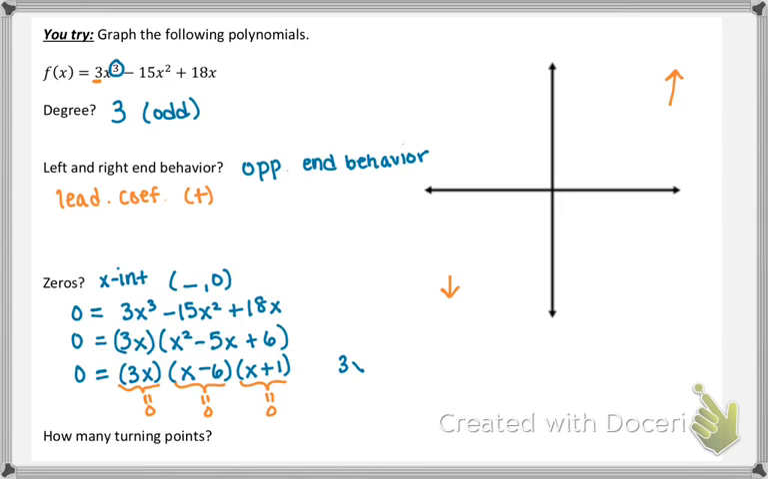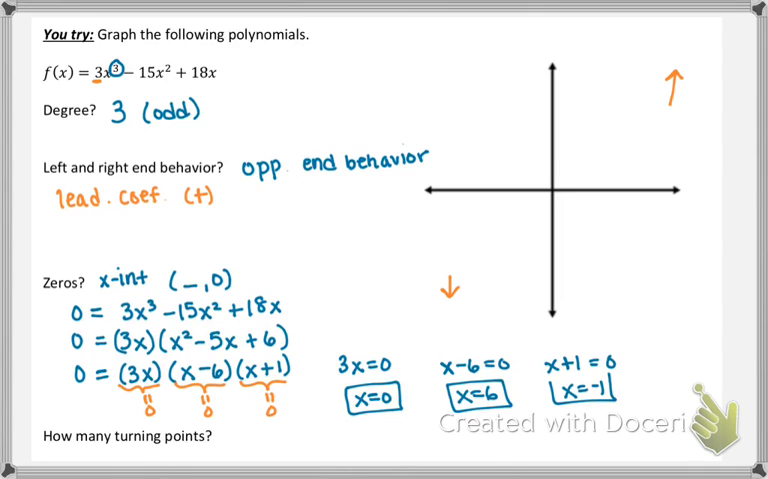So either 3x is 0, in which case x is 0, or x minus 6 is 0, in which case x is 6, or x plus 1 is 0, in which case x is negative 1. So these are the 3 values that would make y equal to 0. So those are my 3 x-intercepts.